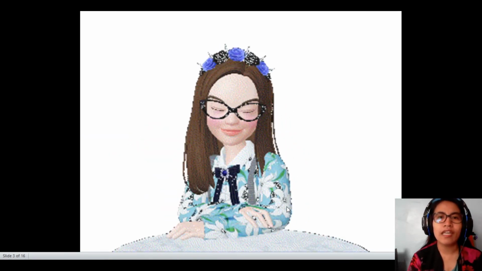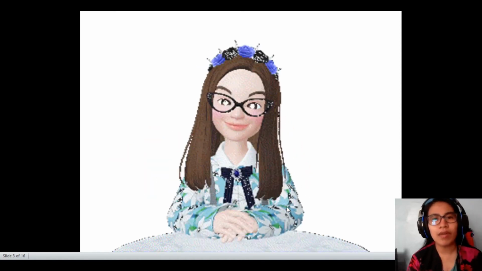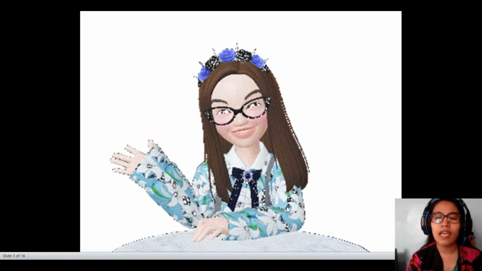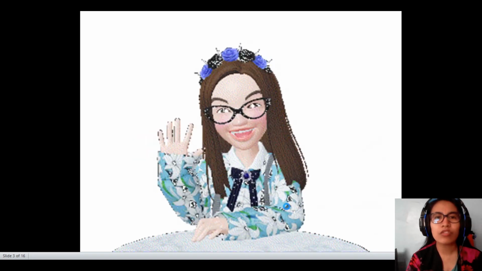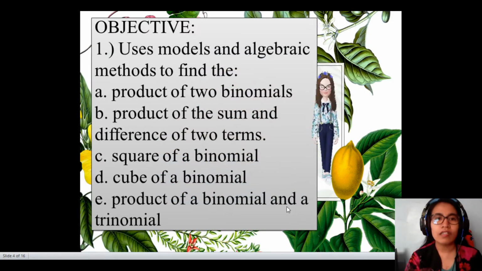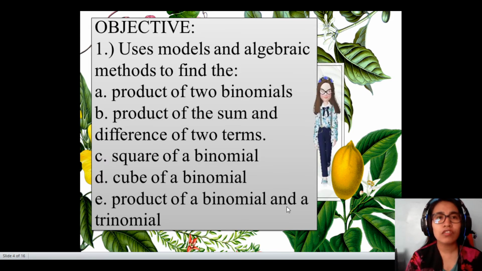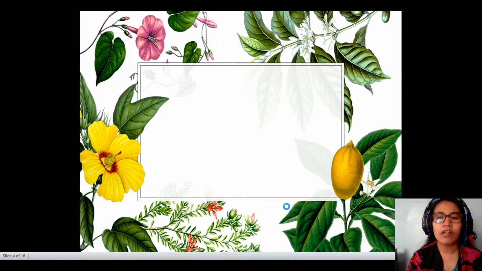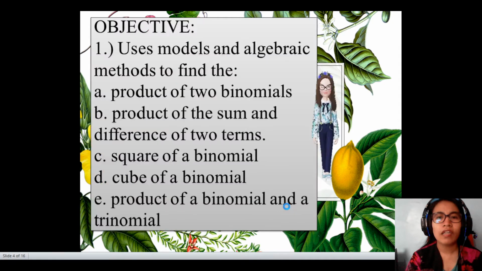Hello everyone, again, I'm your teacher in grade 7 Mathematics, Maria Eliza Nunez. And we are on our week 6, quarter 2. Here is the objective. The only objective for our week 6 is to use models and algebraic methods to find the product of two binomials, product of the sum and difference of two terms, square of a binomial, cube of a binomial, and product of a binomial and a trinomial.